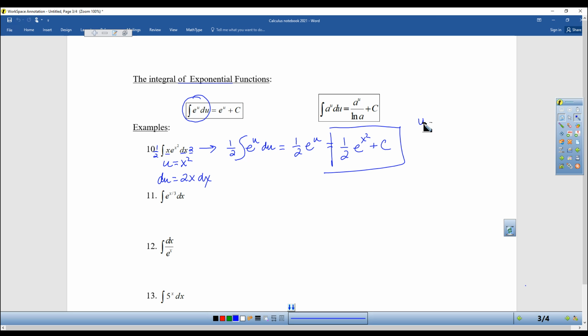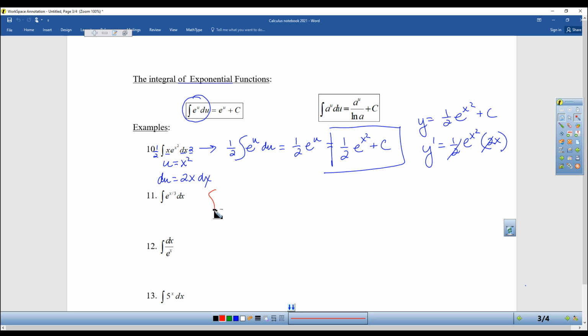Now, you can check this super easy: 1/2 e to the x squared plus c. The derivative of e to the anything is e to that same thing times the derivative of that thing, 2x. And the derivative of c is just 0. Those cancel, and sure enough, what do you get? E to the x squared times x, which is exactly what we have. So they're very easy to check.